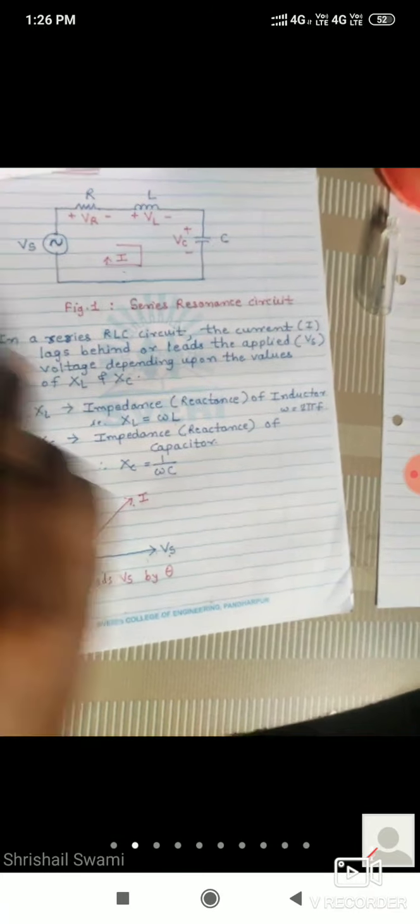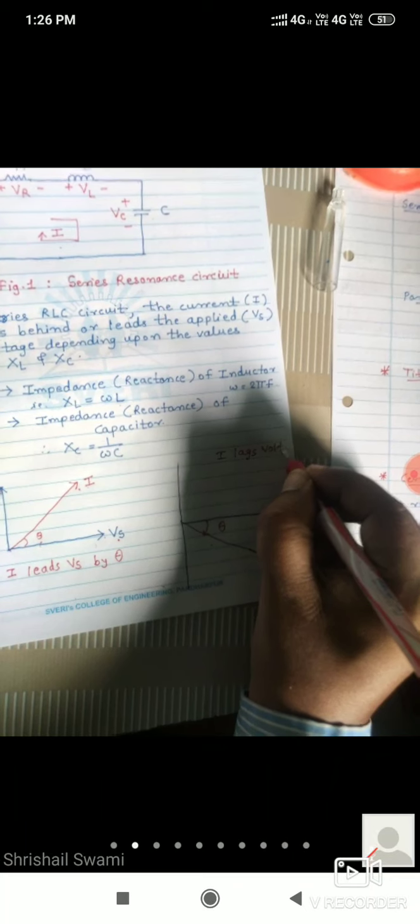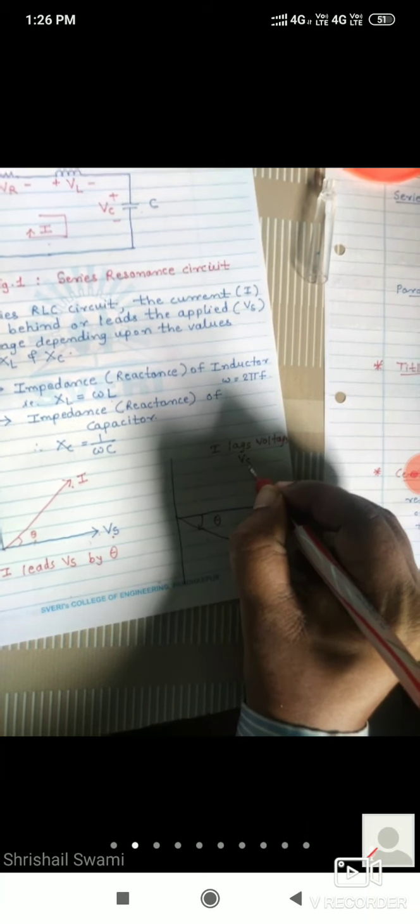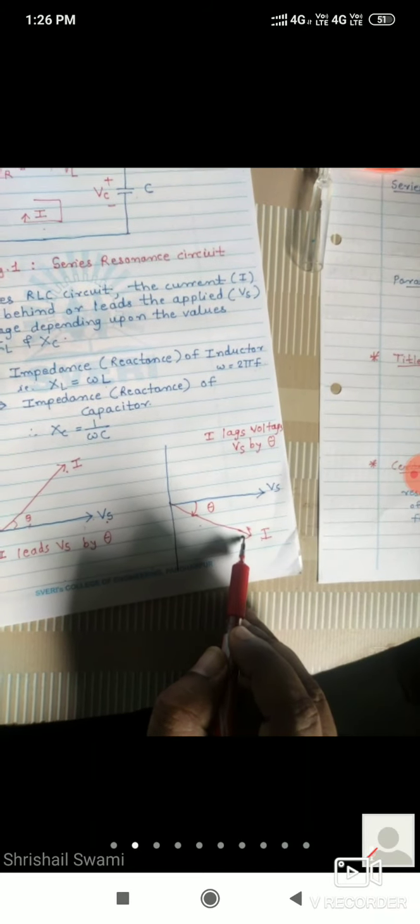Okay. So similarly, if the graph is like this, suppose this will be the Vs, and suppose here is the current. So what do you mean by this statement? Here current I lags voltage Vs by angle theta, meaning I is behind Vs. Lags means behind, leads means ahead. Okay, current I lags voltage Vs by angle theta.